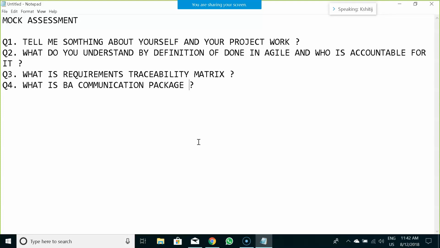So the BA communication package includes details on how the business analyst is going to communicate with the stakeholders, users, and the development team, what they are working on, who is the project manager, how to communicate with them, and what needs to be delivered in terms of project deliverables.